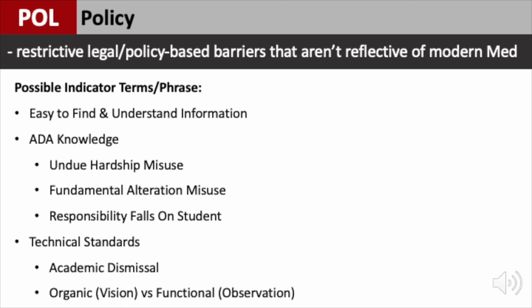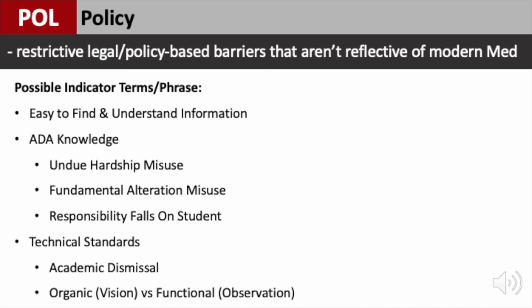Technical standards are lists of things that you sign when you matriculate into medical school that basically say, by signing here, I agree that to my present knowledge, I can perform the roles of a doctor by doing these tasks. It has at the bottom here, organic versus functional. Organic is something like you need to be able to obtain visual information by reading an x-ray. But we know that our family physicians are not the only people who look at our x-rays, if they look at them at all, right? They're sending that to a radiologist who is an expert in that area.